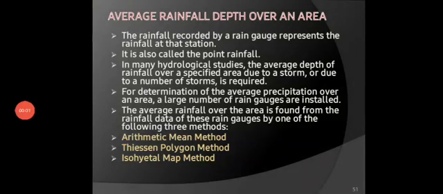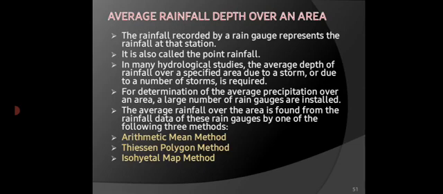Next topic is average rainfall depth over an area. If there are 10 rain gauges, we want only one value of rainfall for a particular area. For that we have to find the average, and there are some methods to find the average rainfall of that particular area.